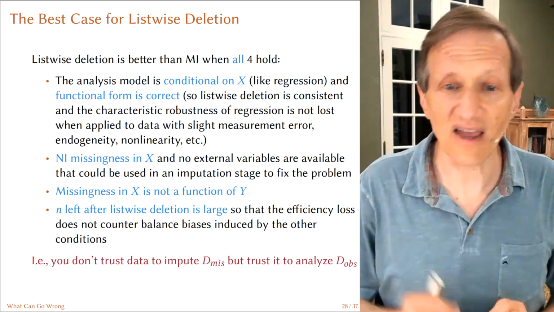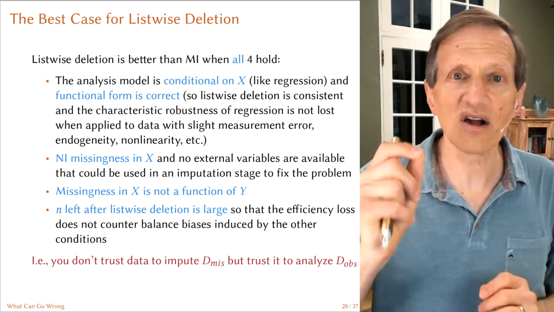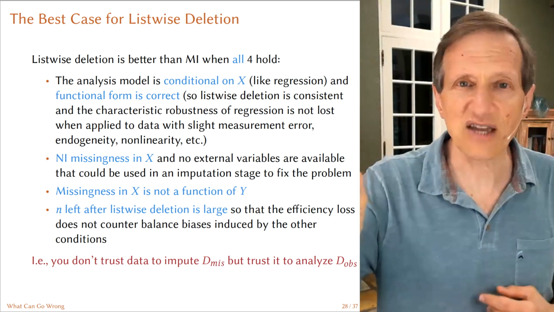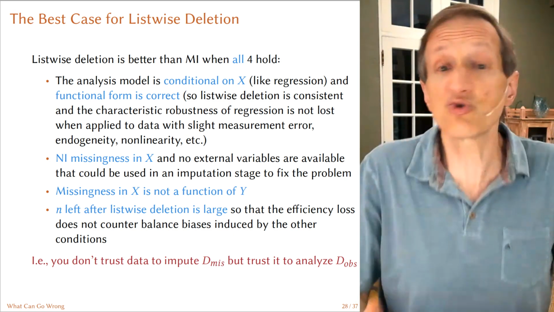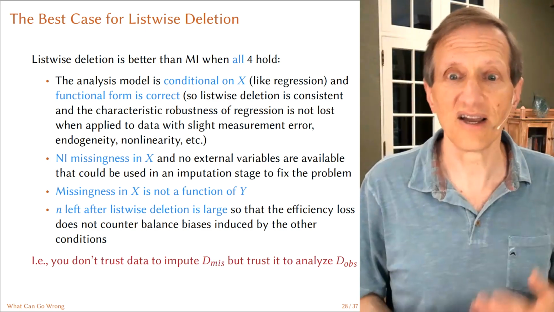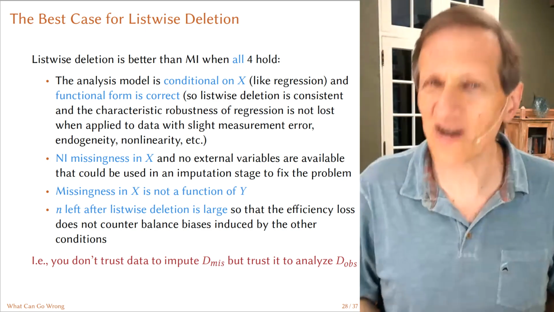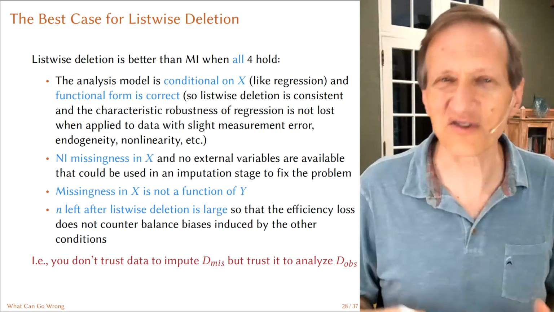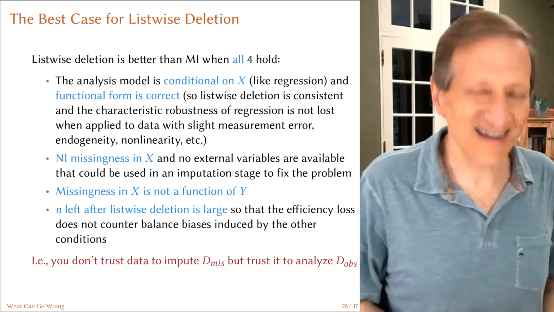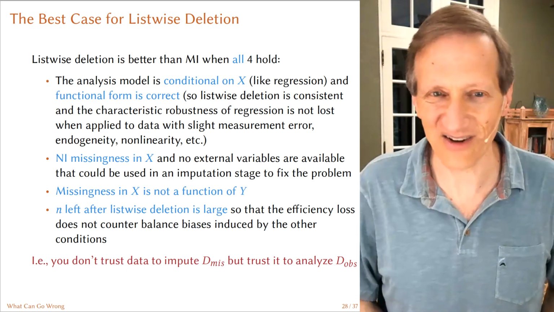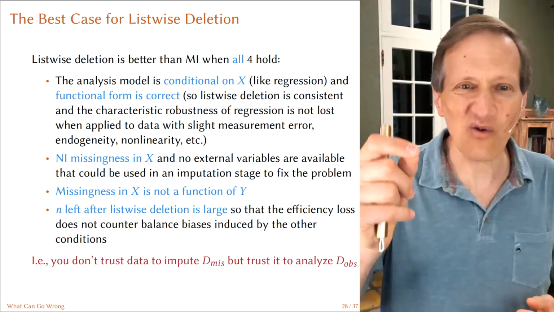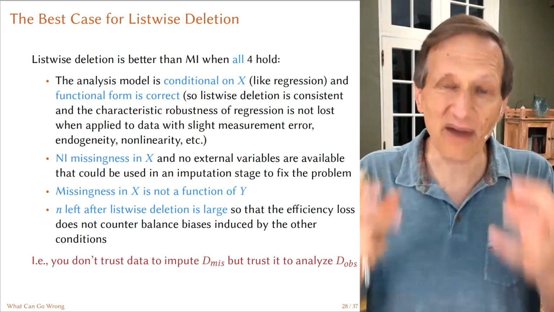They basically say you do not trust the data enough to make imputations for the missing data, but you still trust it enough to do your analysis model. It's a pretty weird situation. Probably if you don't trust the data for imputation, you're not going to trust it to do an analysis model either. But what we did here is we pushed the method until it broke.